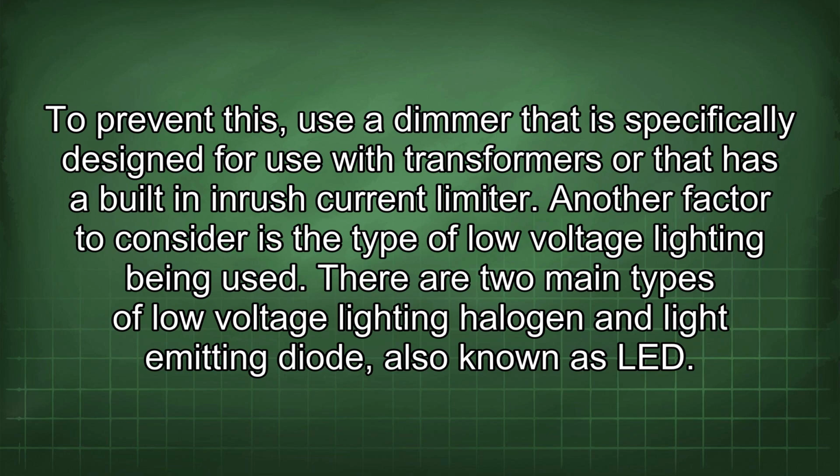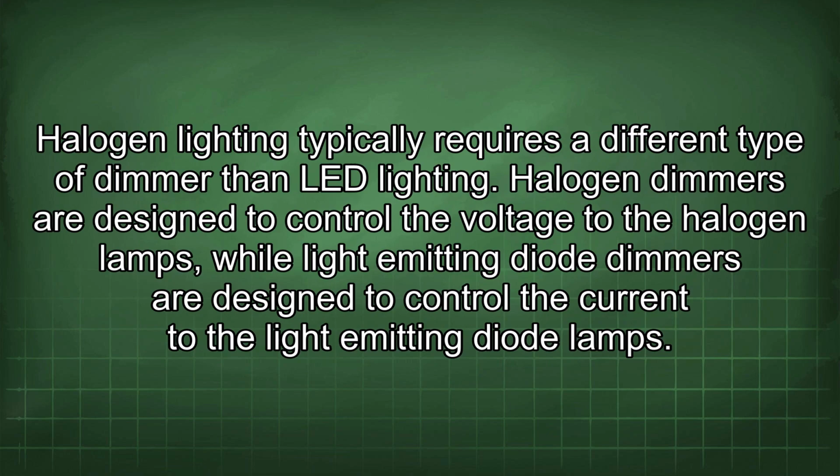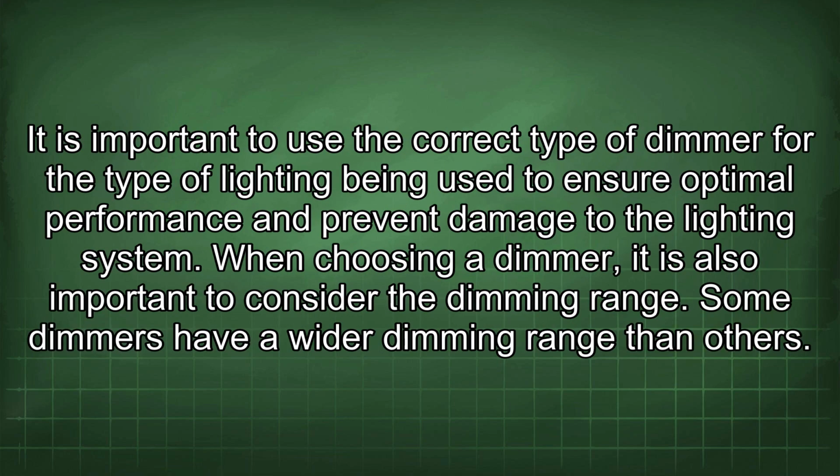There are two main types of low-voltage lighting: halogen and light-emitting diode, also known as LED. Halogen lighting typically requires a different type of dimmer than LED lighting. Halogen dimmers are designed to control the voltage to the halogen lamps, while light-emitting diode dimmers are designed to control the current to the light-emitting diode lamps. It is important to use the correct type of dimmer for the type of lighting being used to ensure optimal performance and prevent damage to the lighting system.